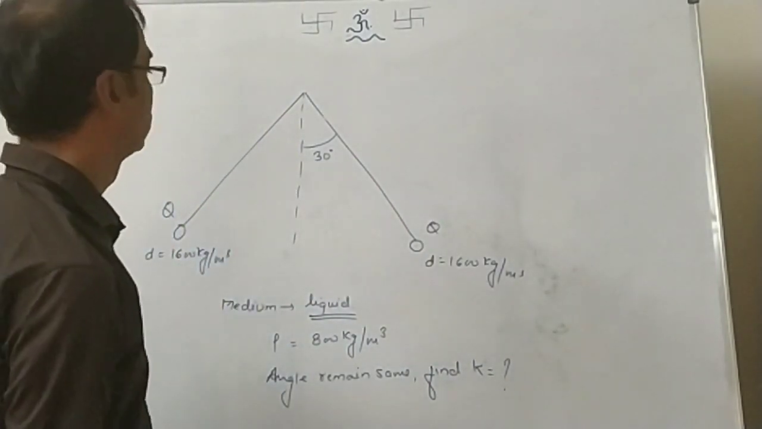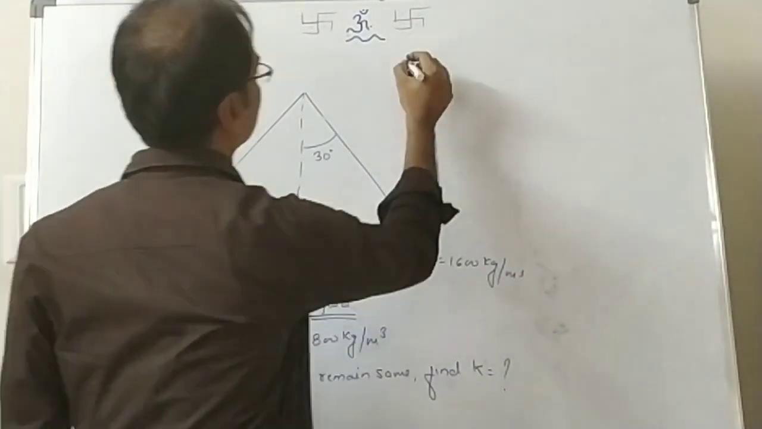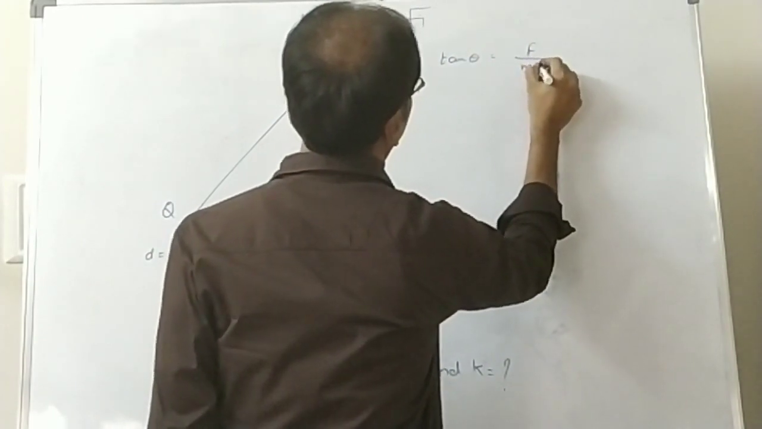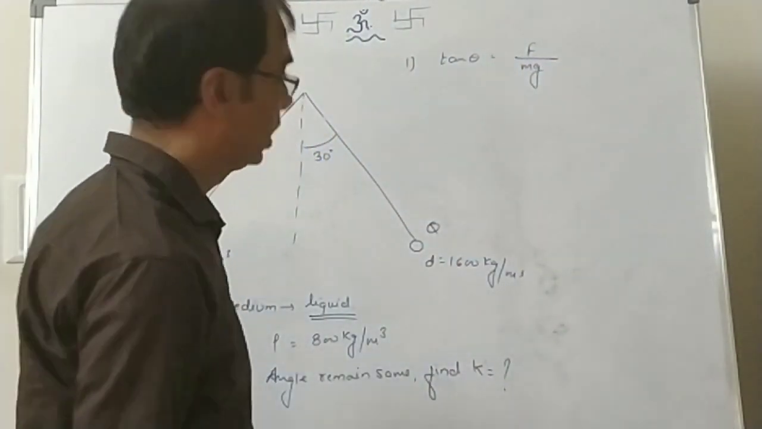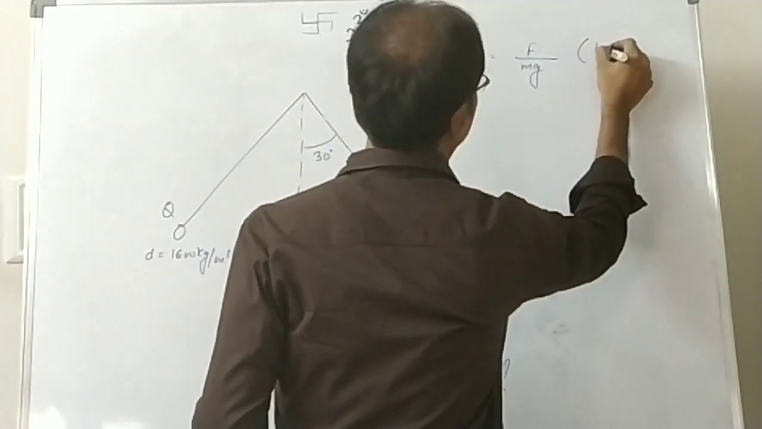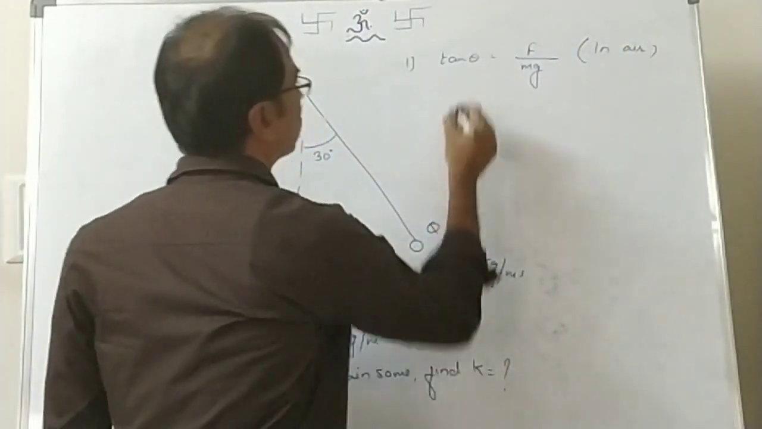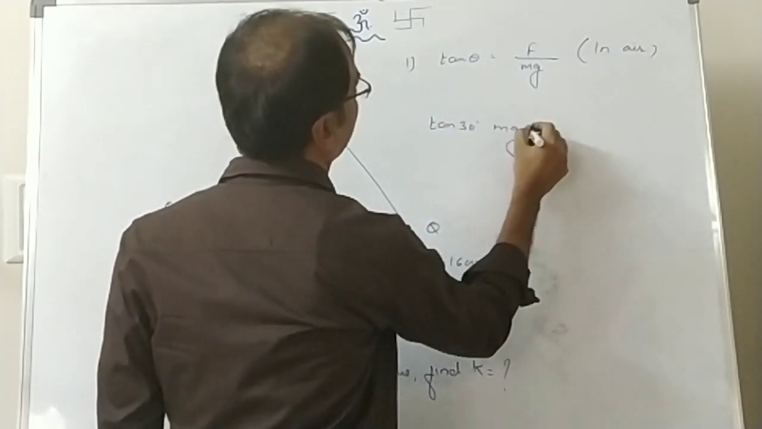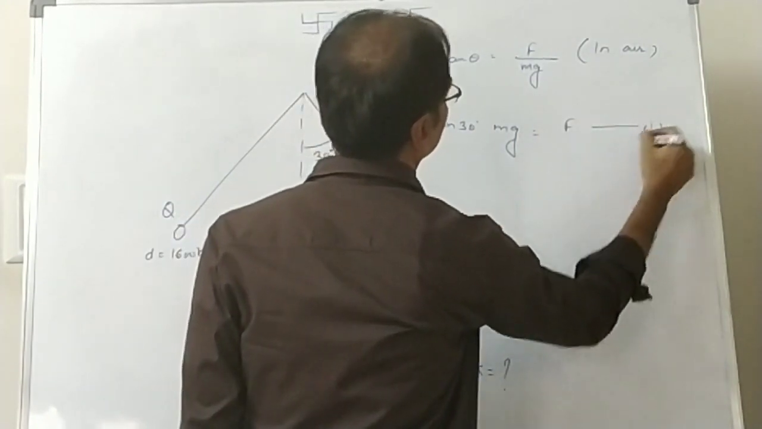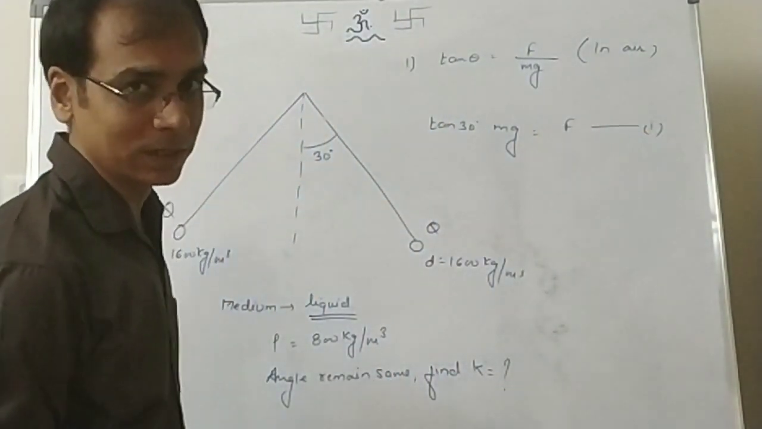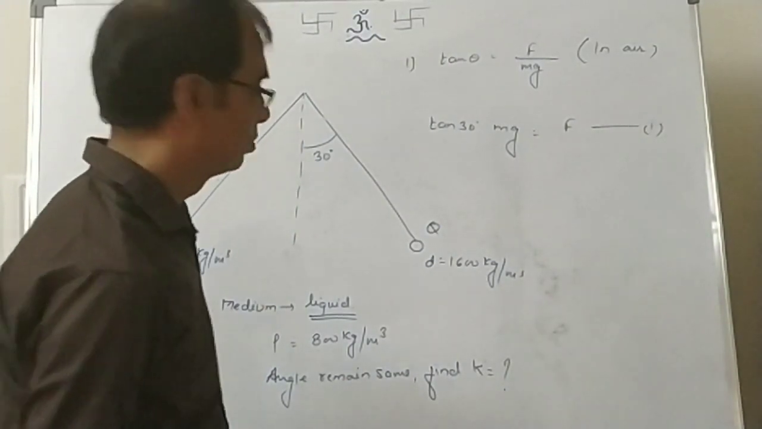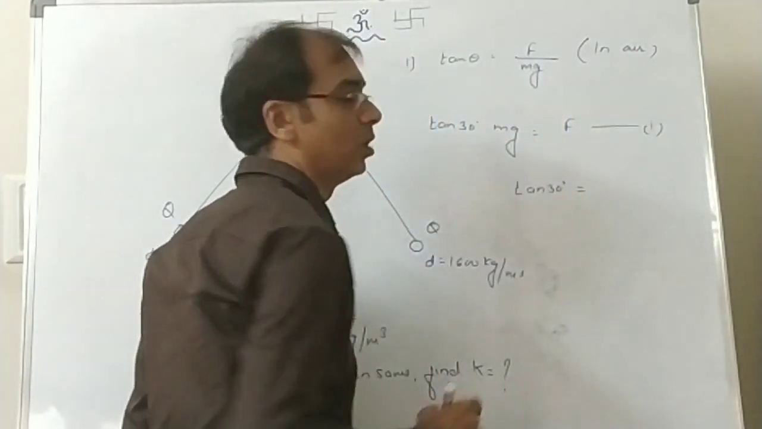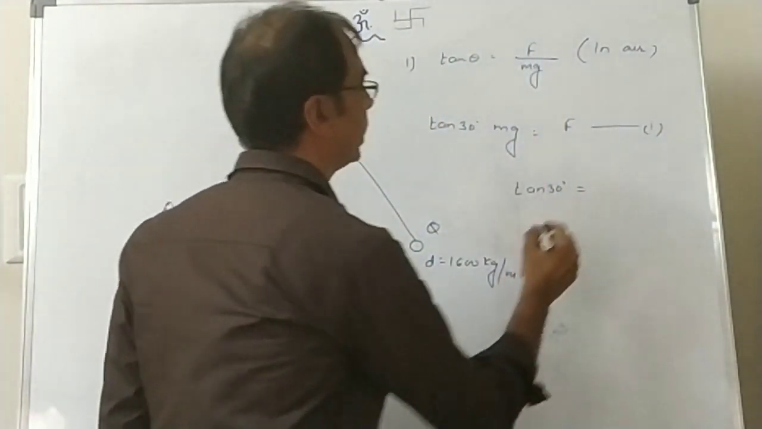How to do it? The basic thing that we know about this kind of system: tan theta equals F by mg. First in air, this is 30 degrees as given. So tan 30 times mg equals F. That's our first equation. For the second equation, the angle is still 30 degrees only. So again tan 30 equals, but this time F will become F by K. So put F by K.